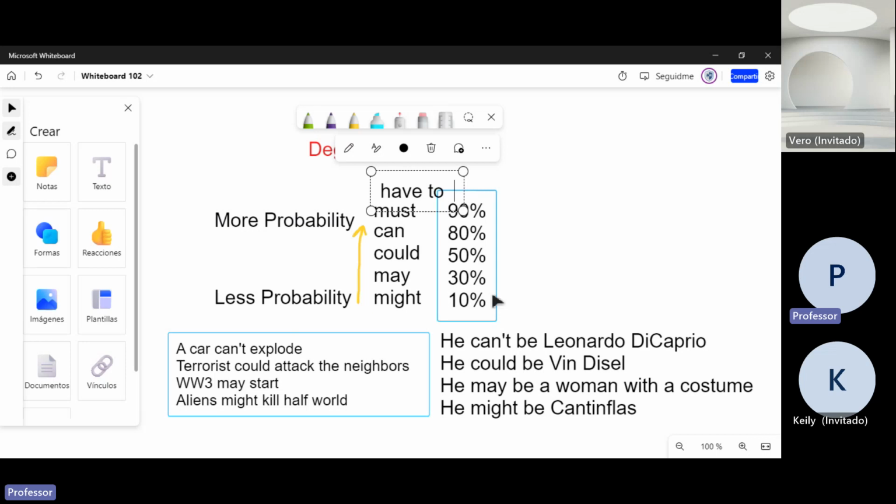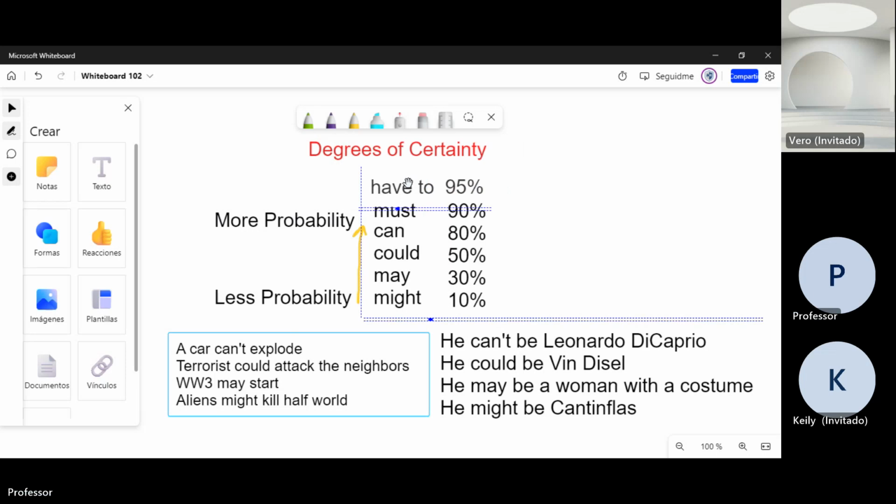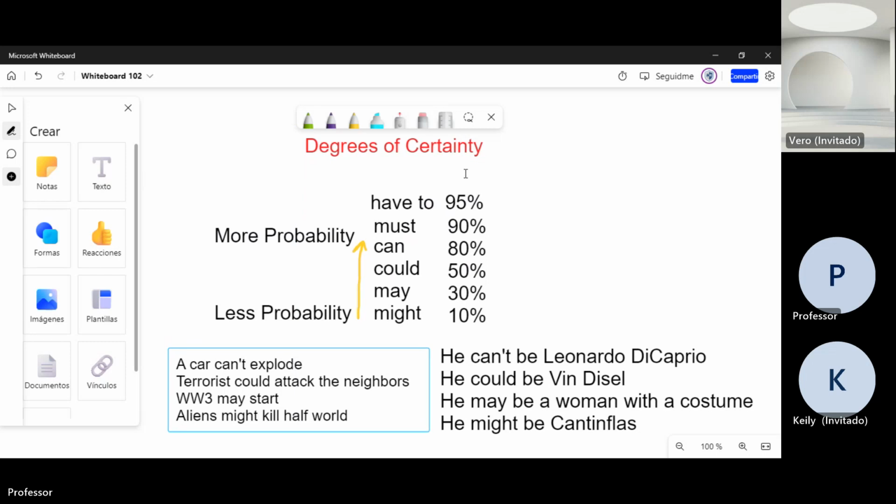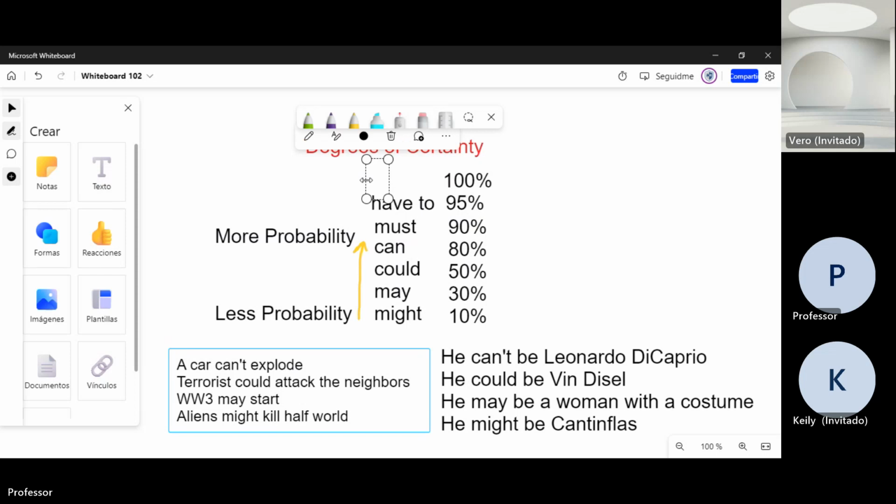We can also use have to to express 90% of probability. And if we are 100% sure of something, we are not expressing probabilities, so we are not going to use any modal verb. When we are 100% sure, we use no modal verbs.